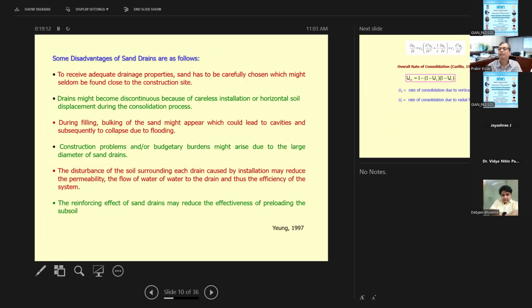Some disadvantages of sand drain is to receive adequate drainage properties.